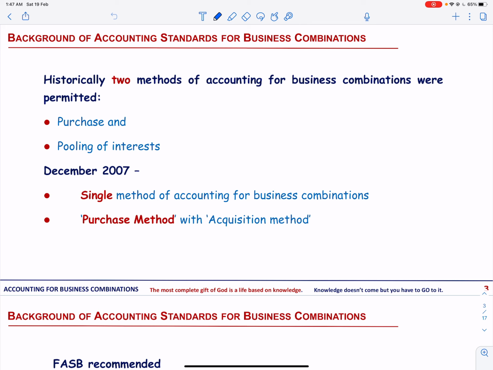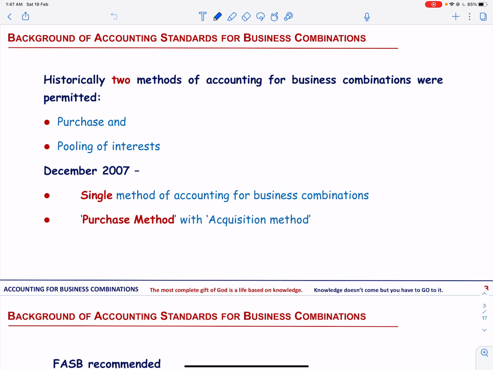In pooling of interest method, the assets and liabilities were recorded at their carrying amounts in the books of the transferee company. Whereas in purchase method, the assets and liabilities of the acquired company are recorded in the books of acquiring company at their fair market value as on the date of acquisition.